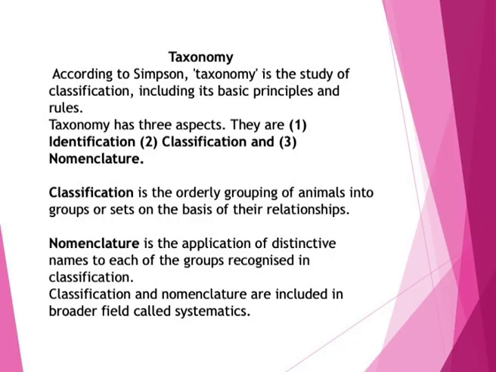Let us see what taxonomy is. According to Simpson, taxonomy is the study of classification, including its basic principles and rules. Taxonomy has 3 aspects. They are identification, classification and nomenclature. Classification is the orderly grouping of animals into groups or sets on the basis of their relationships. Nomenclature is the application of distinctive names to each of the groups recognized in classification. So, classification and nomenclature are included in a broader field called systematics.